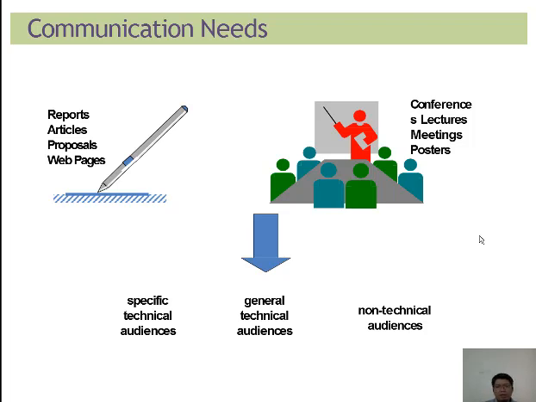So there are many kinds of communication that you will encounter. So you have reports, you have articles, you have proposals, you have web pages, and so on. And for the place, you have conferences, lectures, meetings, poster sessions, and you have many kinds of audience. For example, you have very specific technical audience, very general technical audience, and non-technical audiences. So how do we actually communicate effectively?